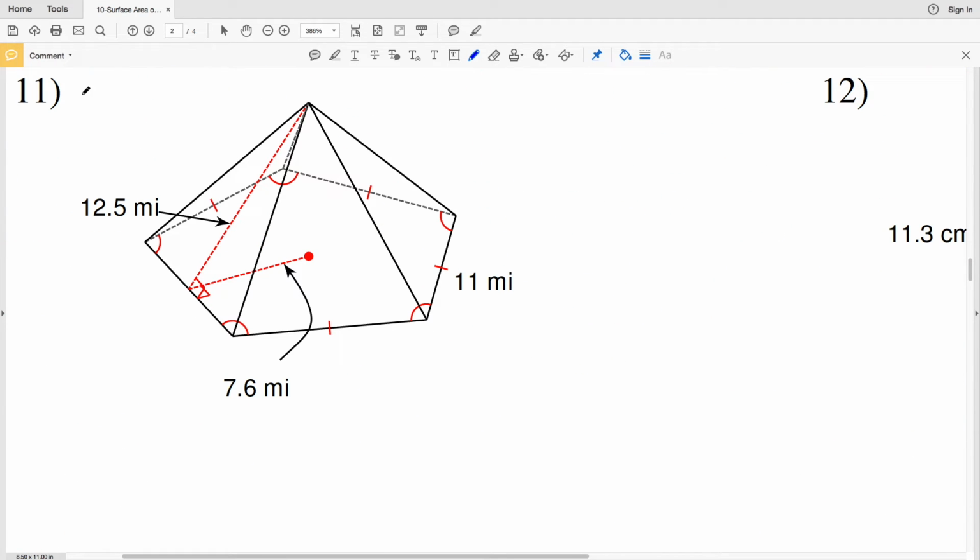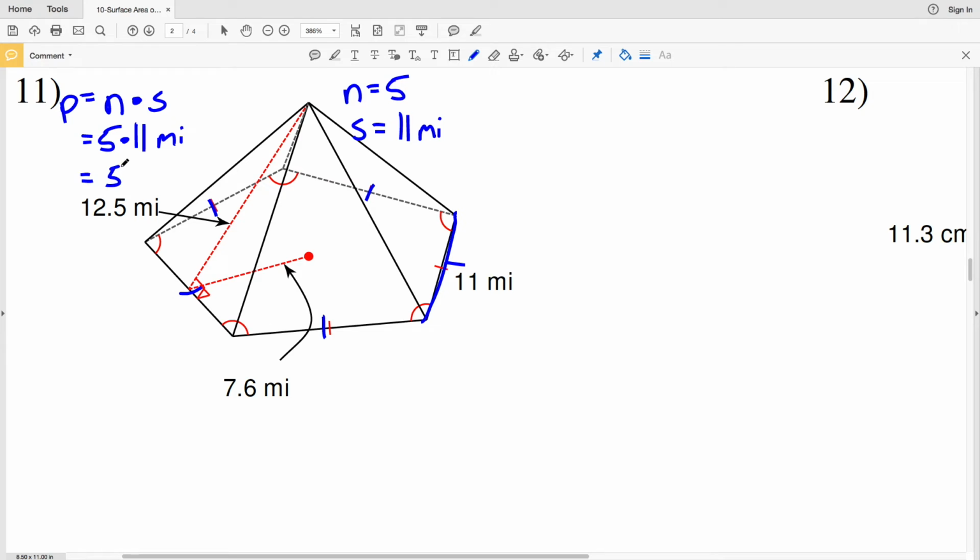In number 11, let's calculate perimeter P. Since this is a regular polygon, that's going to be equal to the number of sides times the side length. The number of sides is 1, 2, 3, 4, 5. So N is equal to 5, and the side length, S, is 11 miles. So the perimeter P is equal to 5 times 11, and that is 55 miles.